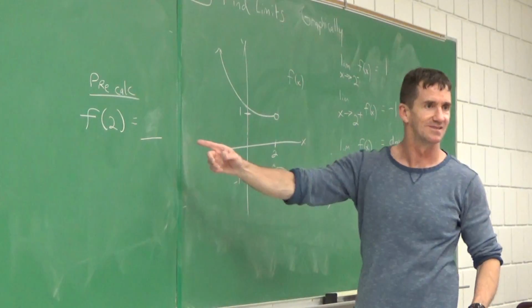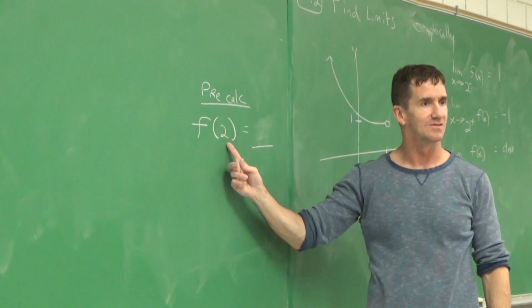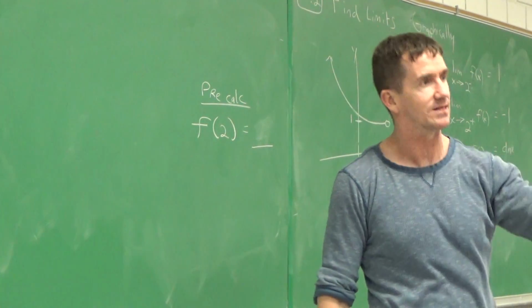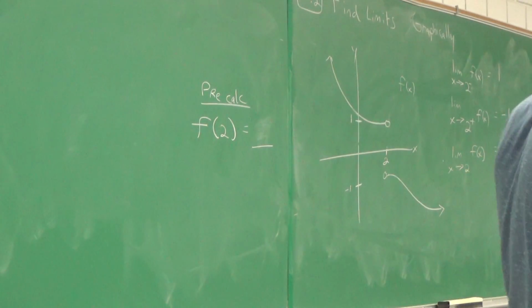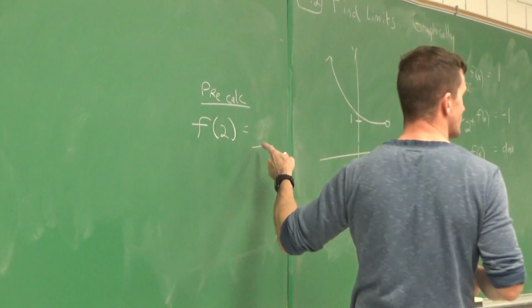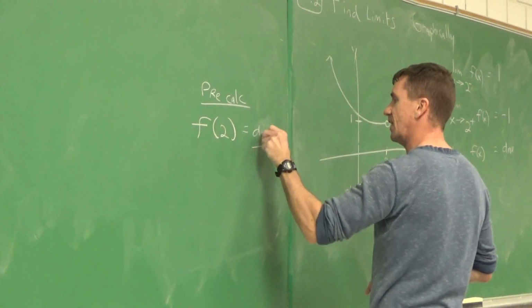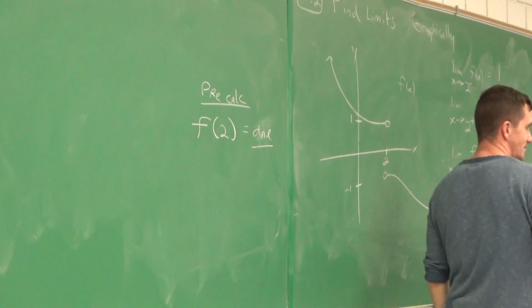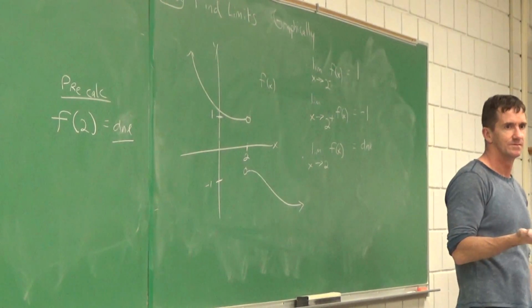Come on over here. What's f of 2? Now that means what's going on at exactly x equal to 2. What's the function value? I see 2 holes. So what do I put here? There you go. Undefined, does not exist. Right? Is that cool? Awesome.